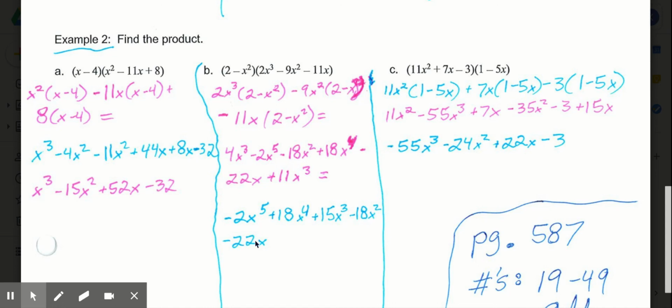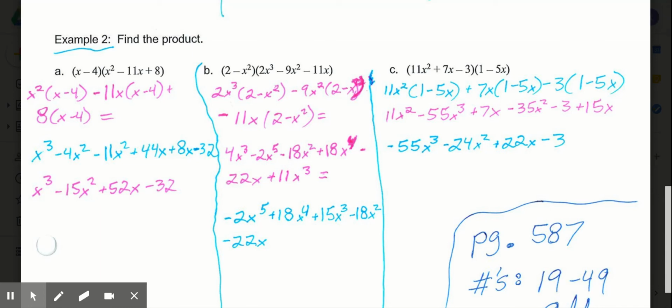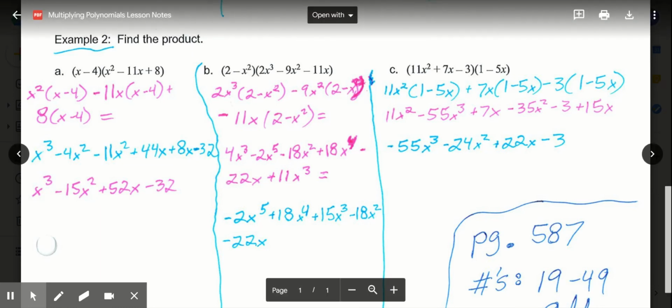And in example C, it's another one that you can try here, but you can see, again, break apart the trinomial, multiply it by each part of the binomial, and then combine your like terms.